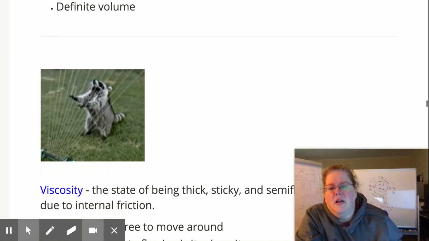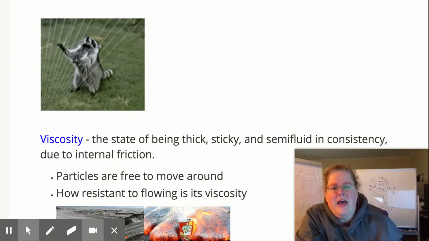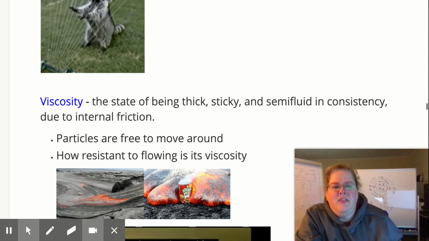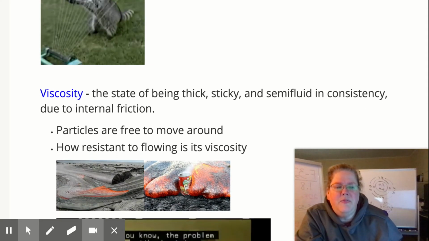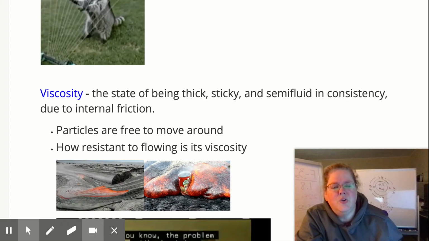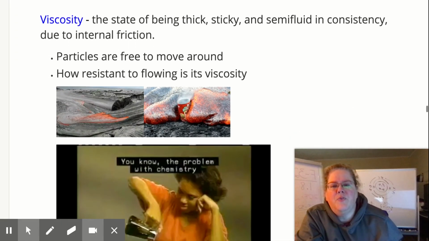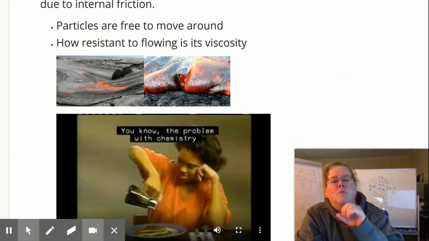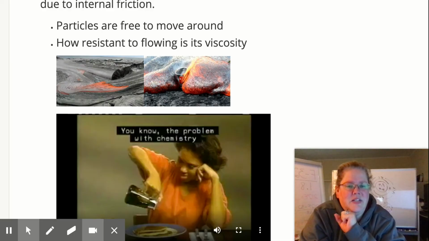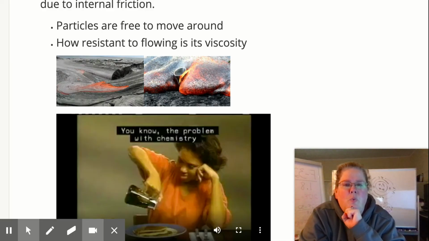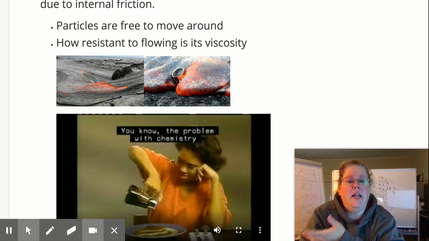Now, let's go to viscosity. So that is the state of being thick or sticky or semi-fluid in consistency due to internal friction. Particles are free to move around, and how resistance to flowing is kind of the definition of viscosity. So water has less viscosity than honey.